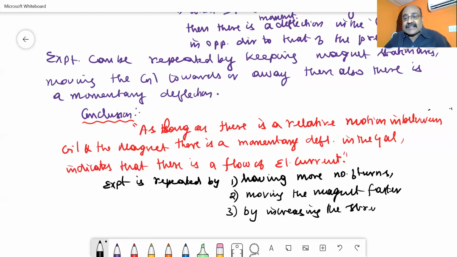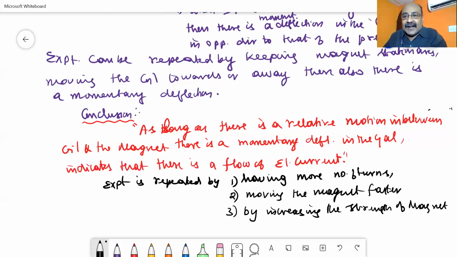Another magnet can be taken with more power, which we call the strength of the magnet. If the strength of the magnet is high, then the amount of deflection produced also increases, which indicates that the amount of induced current is considered to be high.